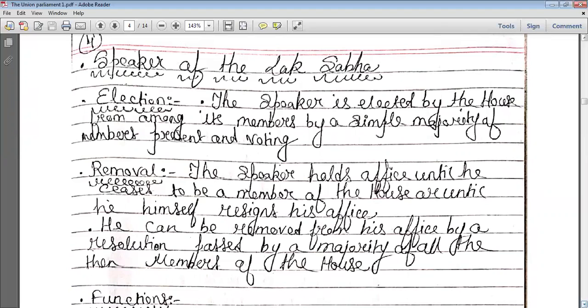The Speaker holds office until he ceases to be a member of the House or until he himself resigns his office. That means a speaker cannot be easily removed. The Speaker is removed from the office when that representative is not able to perform properly. Okay.